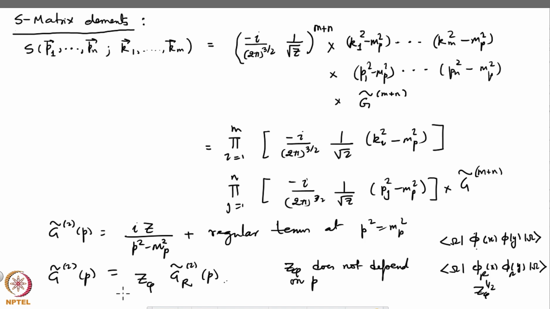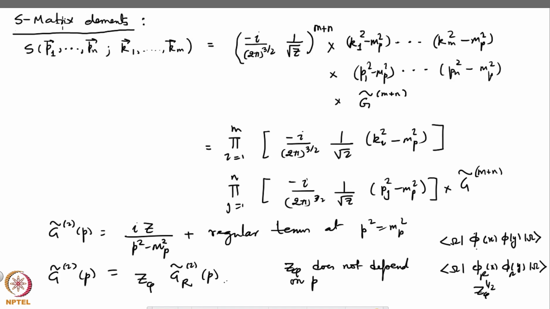Okay, let's look at the residue now. For that I'll just write the expression close to p squared equal to m_p squared. The left hand side is 1 over p squared minus m_p squared, times i times Z. I'm just looking at the pole terms. And what do you have on the right hand side?